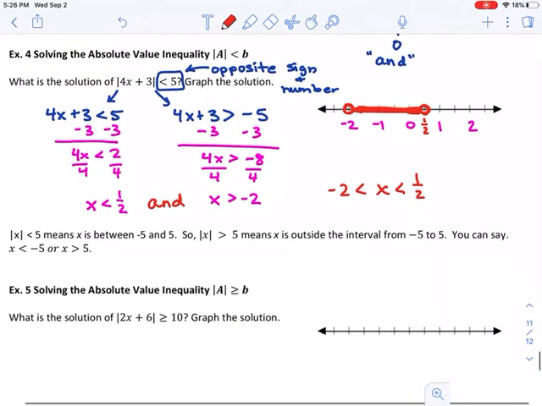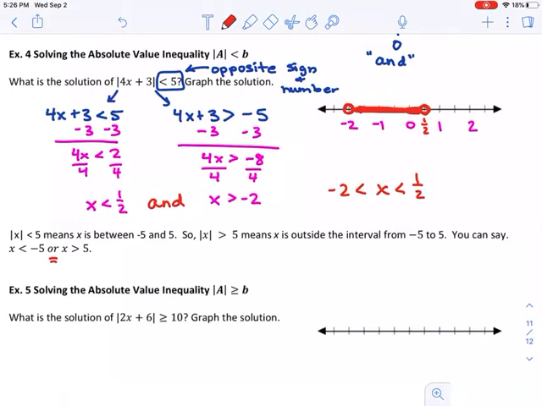The next part says the absolute value of x is less than 5 means that x is between -5 and 5, exactly what we just did. So the absolute value of x is greater than 5 means that x is outside of that interval from -5 to 5. So now instead of being colored to the inside, being an and type problem, that means we start and color on the outsides. So it says you can say x is less than -5 or x is greater than 5. So now this time we're going to have an or type problem.